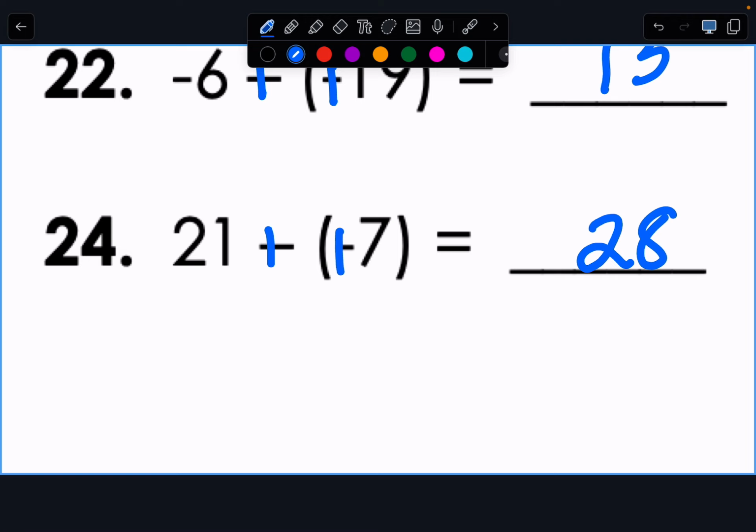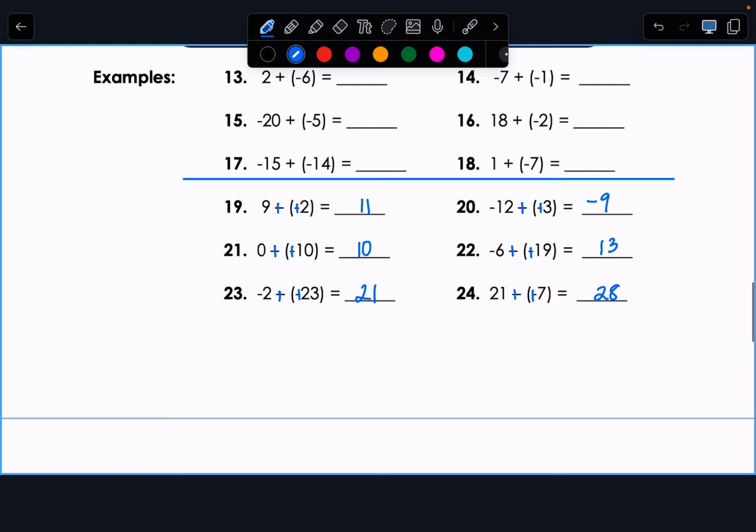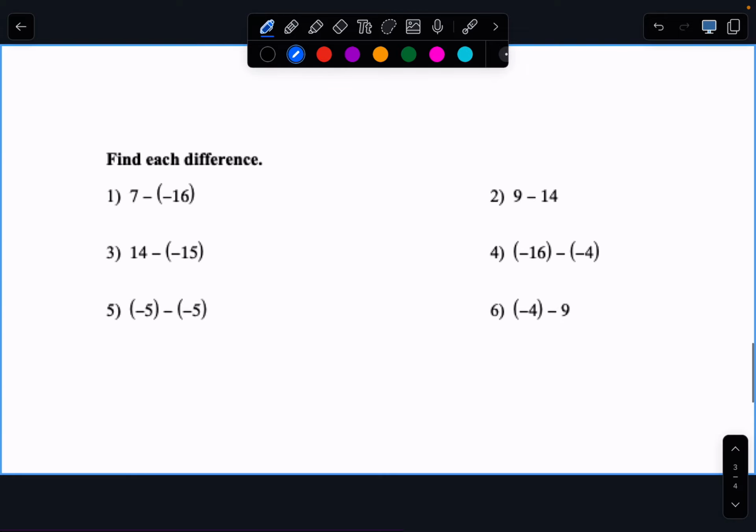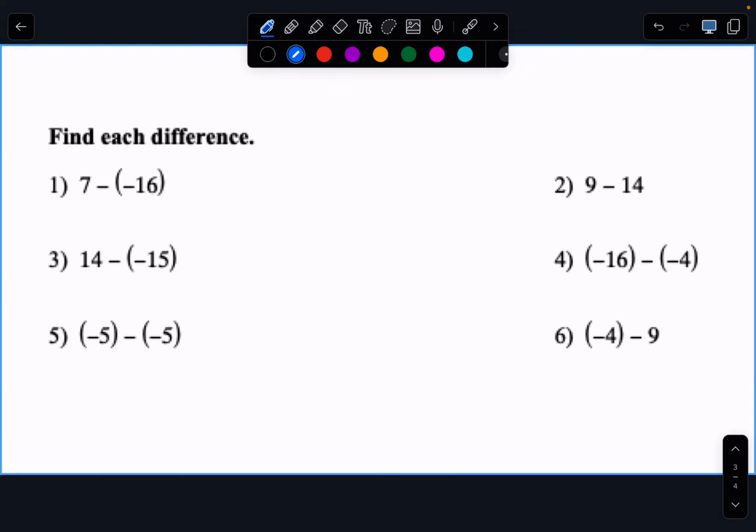Okay, this is what we're going to do. We are going to grab a whiteboard and a marker.